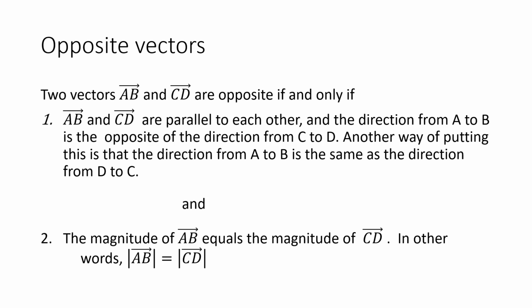There are also opposite vectors. Two vectors AB and CD are opposite if and only if AB and CD are parallel to each other and the direction from A to B is the opposite of the direction from C to D. Another way of putting that would be the direction from A to B is the same as the direction from D to C, in other words, opposite of C to D. That, and also, to be opposite vectors, the magnitude of AB would equal the magnitude of CD.